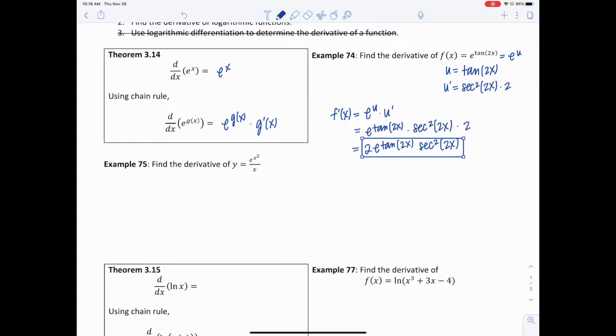All right, moving on to our next example, we have a quotient. So we're going to need to use the derivative of y would be low d high. So it's going to be e to this function times the derivative of the inside function minus high d low. So just leave the top there. Derivative of x is 1 all over low low.